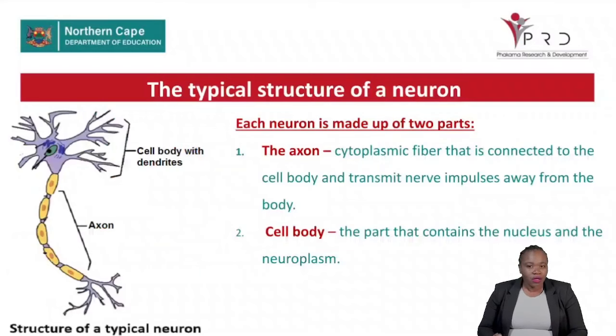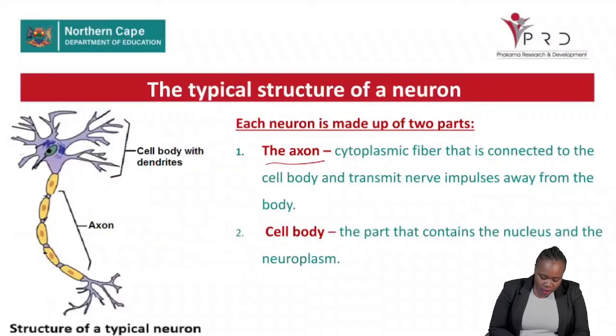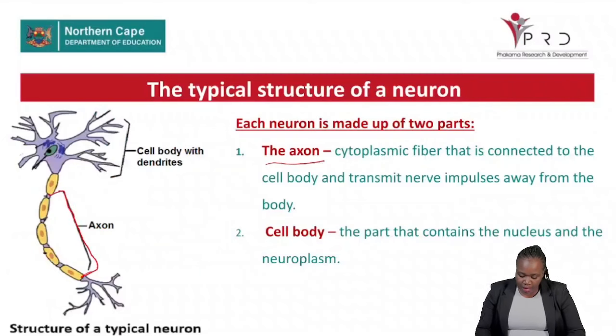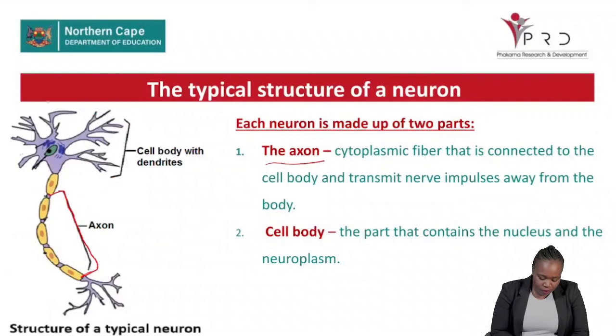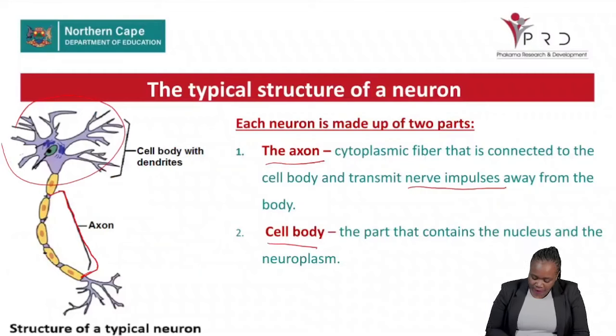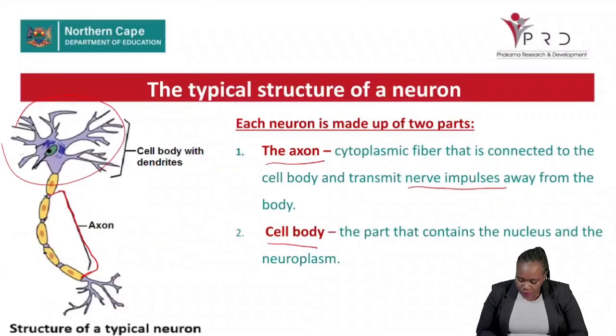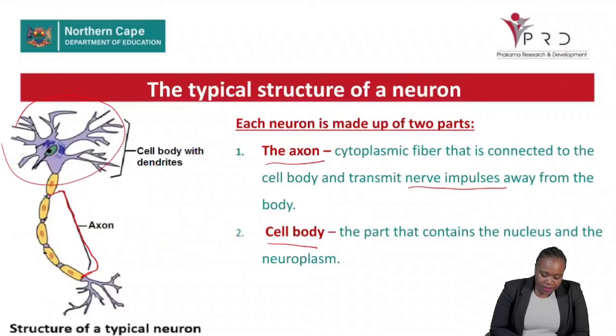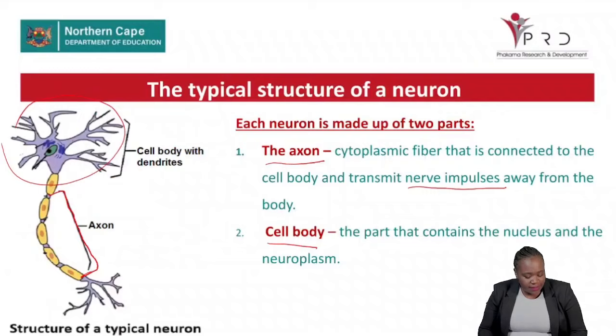Right, so the neurons are made mainly of 2 parts that we are going to look at, which is the axon, as we can see here. There we have the axon, which is a cytoplasmic fiber that is connected to the cell body. This is the cell body. It is connected to the cell body and it transmits nerve impulses away from the body. So that is the axon, right? And then we have the cell body, which is the part that contains the nucleus and the neuroplasm. As we can see over there, this is where we have that cell body.